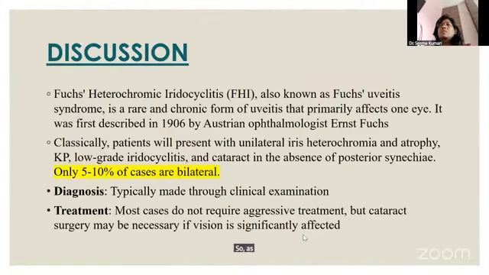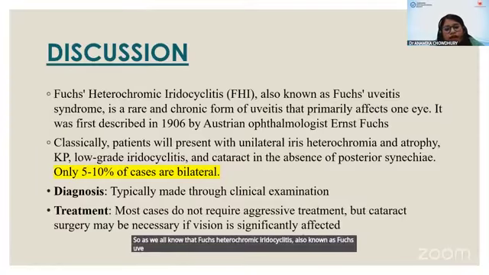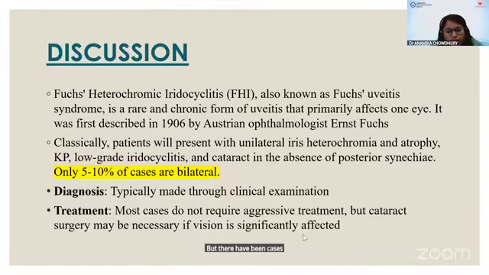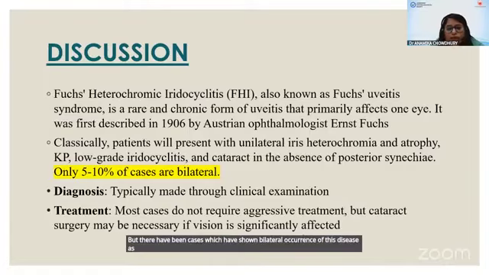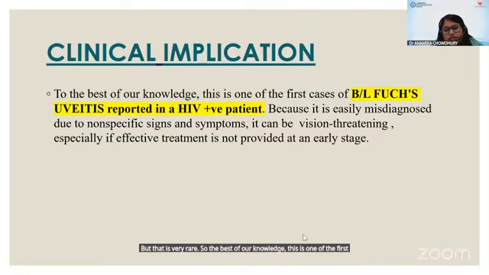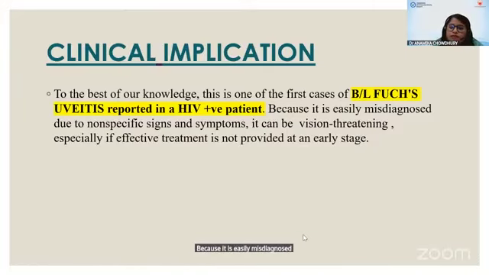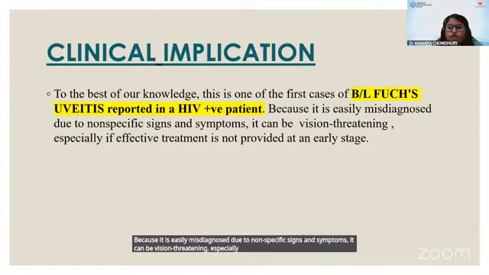So as we all know, Fuchs heterochromic iridocyclitis, also known as Fuchs uveitic syndrome, is a rare and chronic form of uveitis that primarily affects one eye. But there have been cases which have shown bilateral occurrence of this disease as well, but that is very rare. To the best of our knowledge, this is one of the first cases of bilateral Fuchs uveitis reported in an HIV positive patient. Because it is easily misdiagnosed due to non-specific signs and symptoms, it can be vision threatening, especially if effective treatment is not provided at an early stage. Thank you.